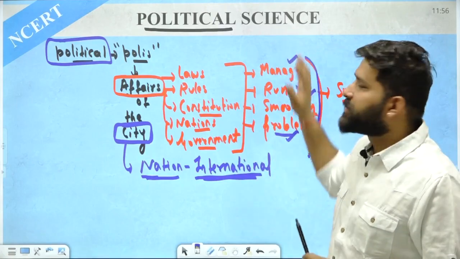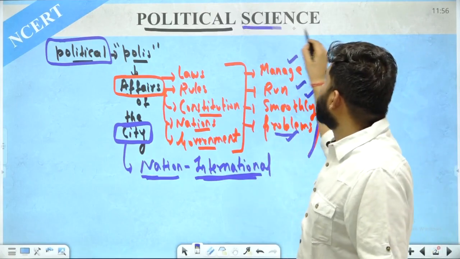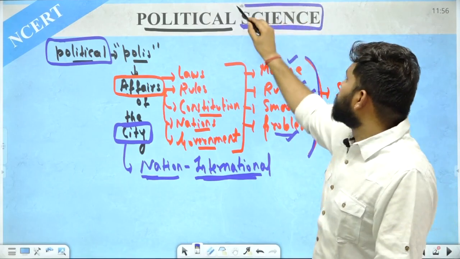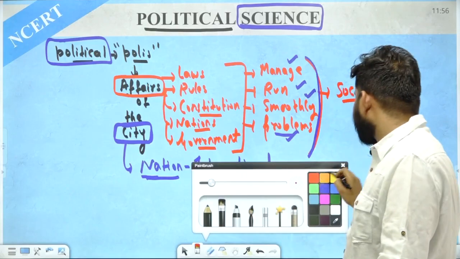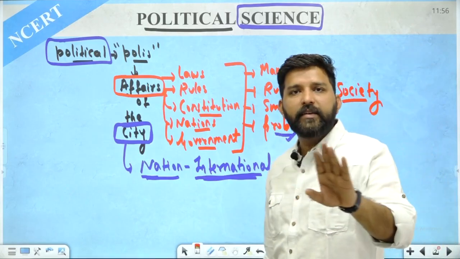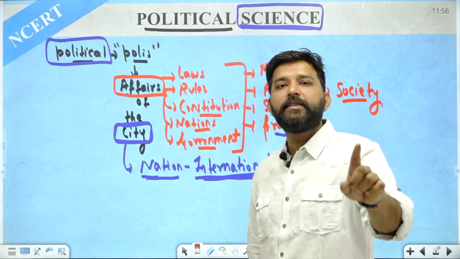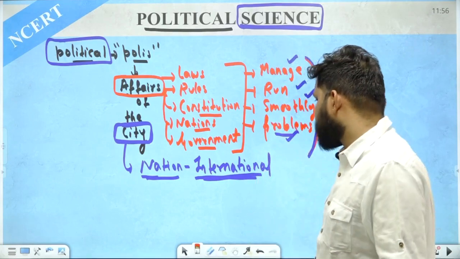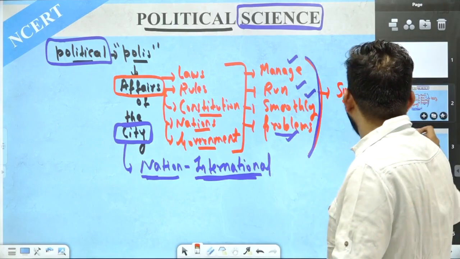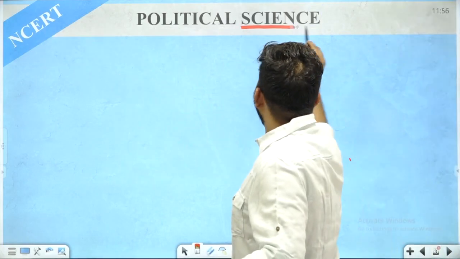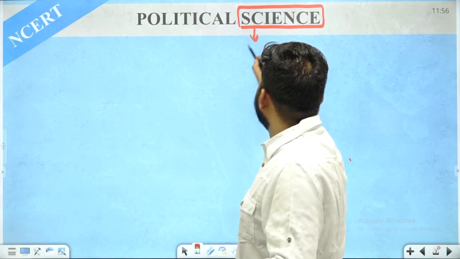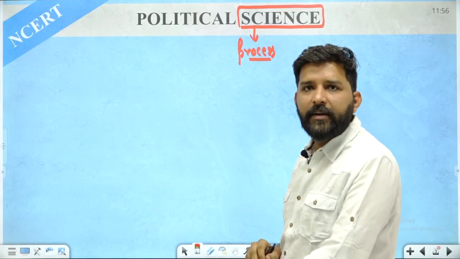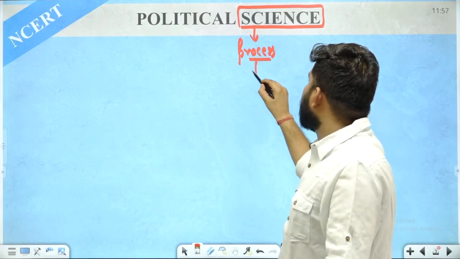Now, let's try to understand the word science, and thereafter we will link both words, political and science. What does the word science actually mean? The word science does not designate any kind of subject. The word science is basically a process for gaining knowledge. If we look at the word science, it actually designates a process. What kind of process? The process of gaining knowledge.